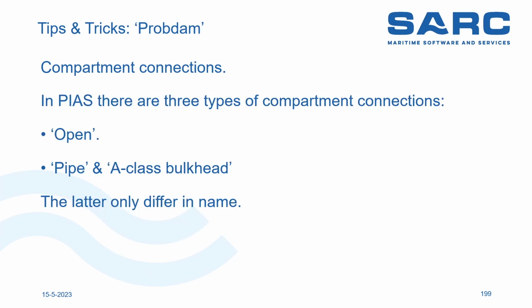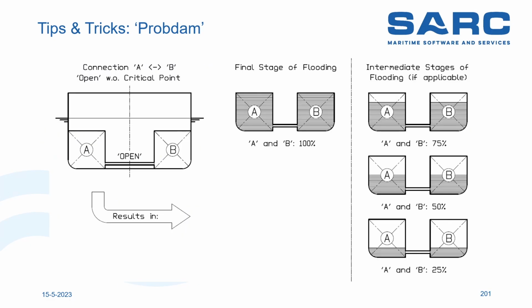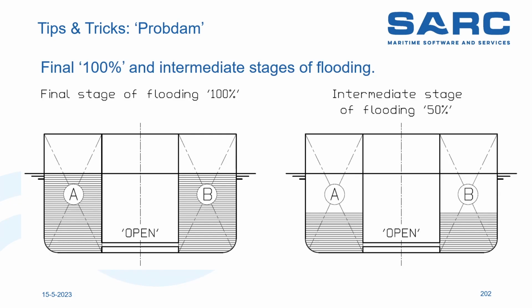Define compartment connection. In PIAS, there are three types of compartment connections: an open compartment connection, and the pipe and A-class bulkhead, which only differ in name. Open connection: as if there is no resistance in the connection, and progressive flooding is considered to be instantaneous. An example, compartment A connected to B, open connection without a critical point. In the final stage of flooding, both compartments will get flooded. And intermediate stages, if applicable, because cargo vessels don't have intermediate stage flooding, will be like this.